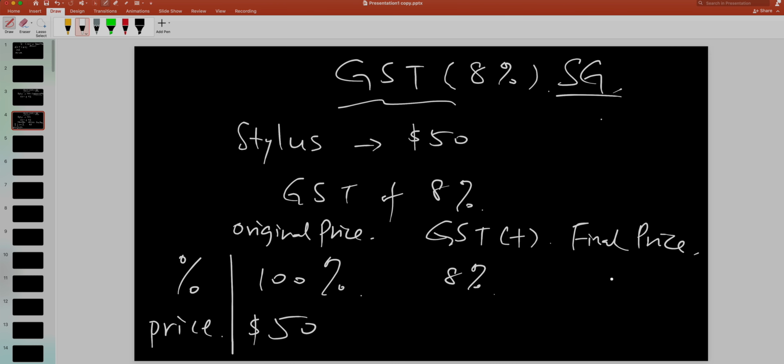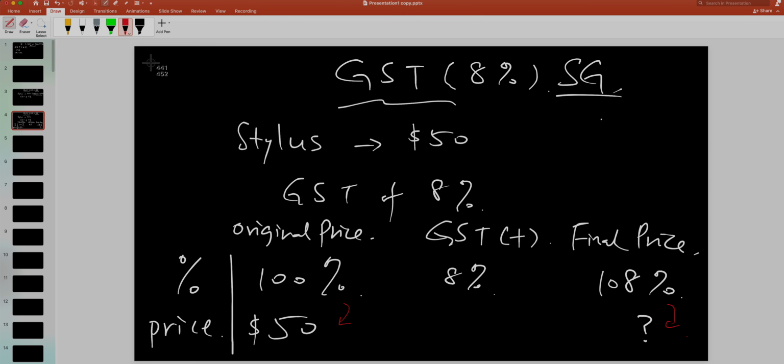In percentage. This row is actually for percentage. So you write down 108%, right? So now you ask yourself, what is the final price if it's 108%? That's how you can get the final price. So 100% is $50. Can you see? Over here, 100% is $50. So 108% is how much? That's the question you ask yourself.